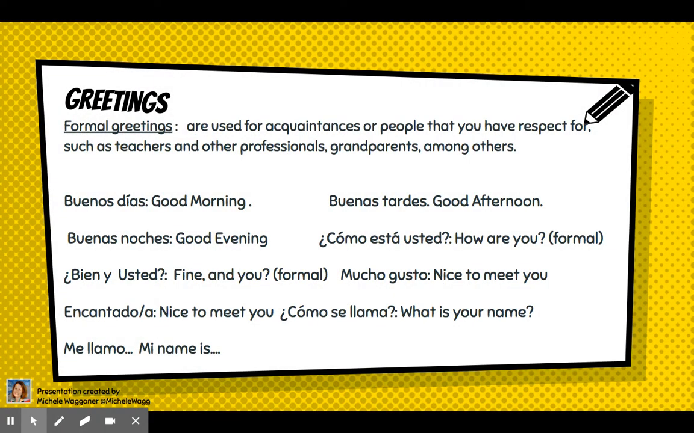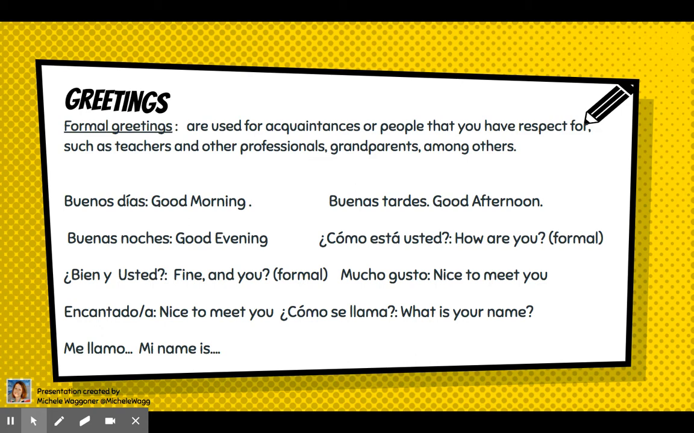Okay guys, we already went over this, but you know that I like to review because this is how in language you learn. So remember that formal greetings are used for acquaintances or people that you have respect for, such as teachers, other professionals, grandparents, among others. And in Latin culture, sometimes people are very formal among themselves, even among family. For example, in Colombia, people are very formal, even among family members. But like I said, this is based on the context. In general, you use formal greetings for acquaintances or people that you have respect for.